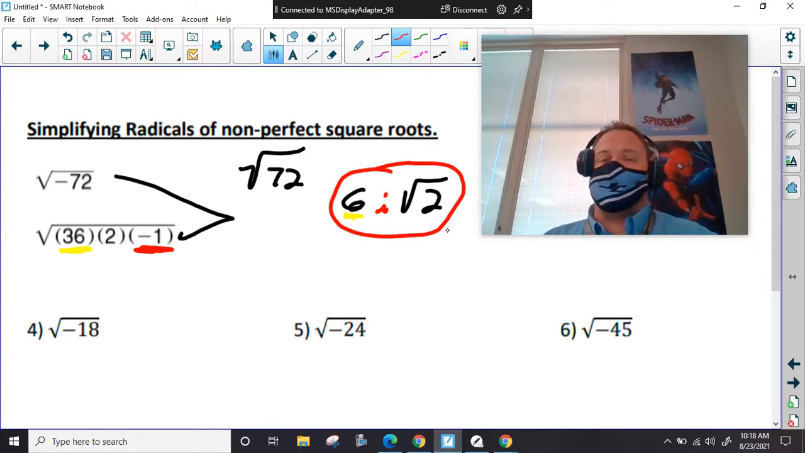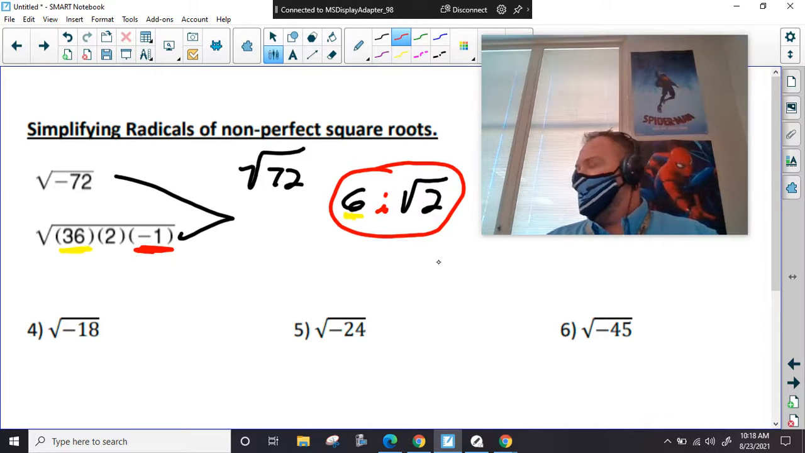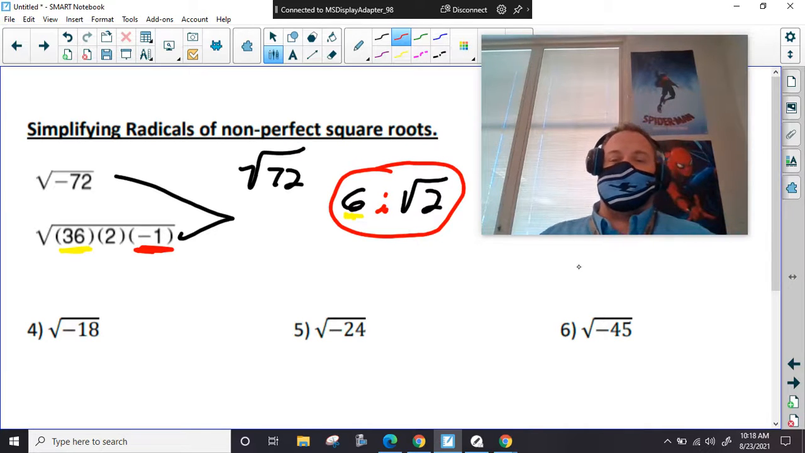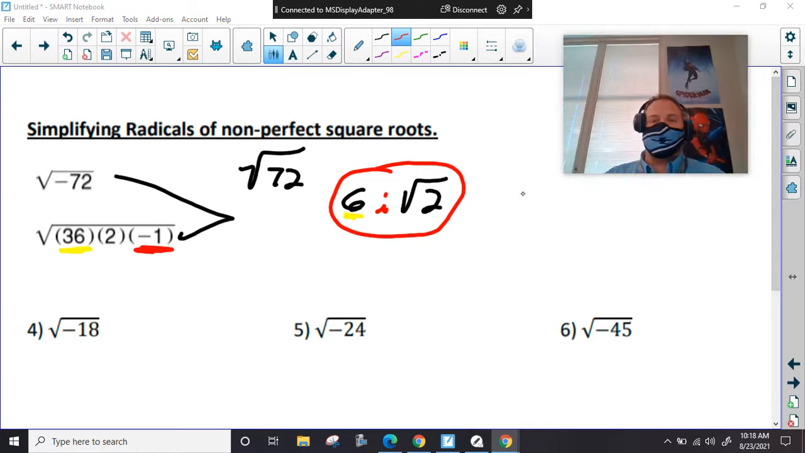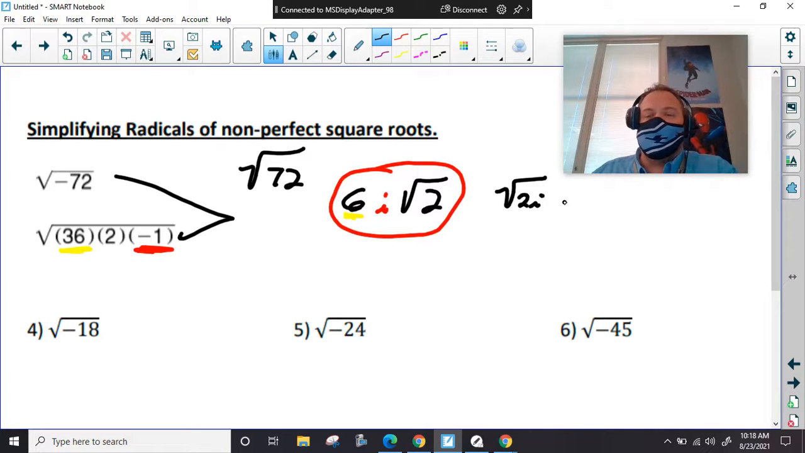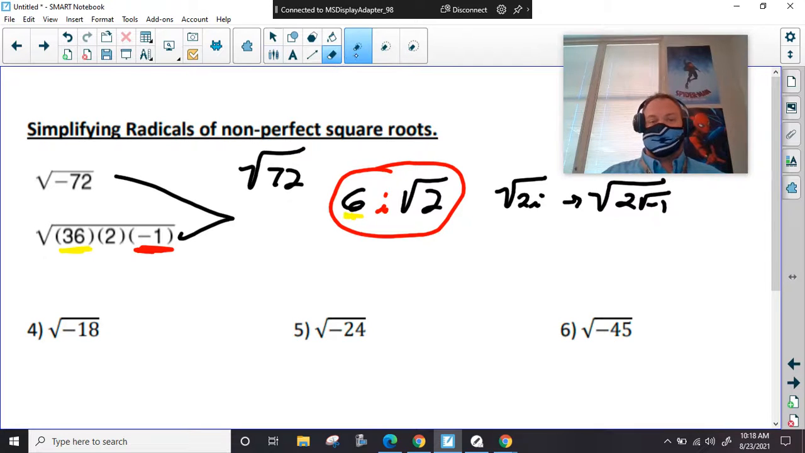Now, some people like to put it to the back. I'm not a fan of that at all because if you do that, if you have the square root of 2i, this actually means the square root of 2 times the square root of negative 1. So that makes even less sense. Let's not do that at all.